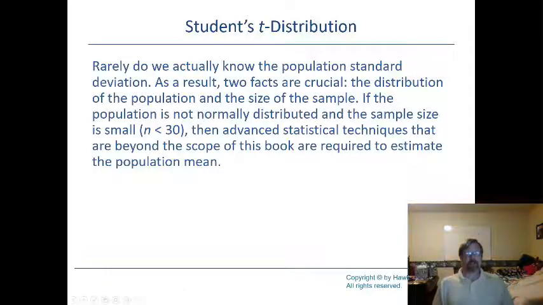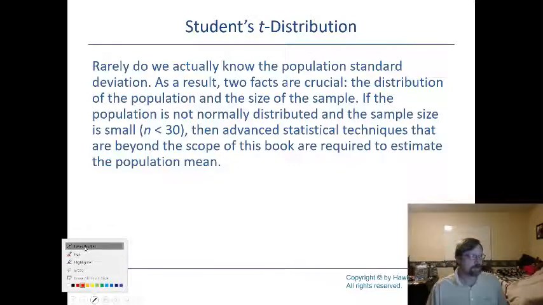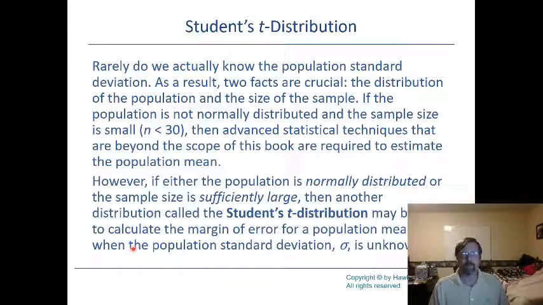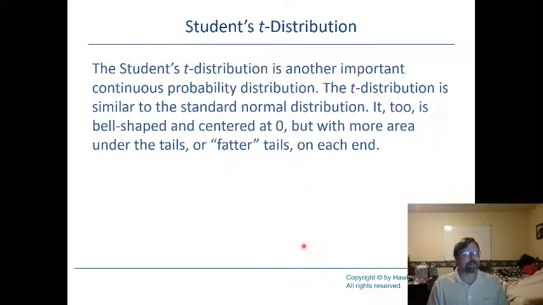Okay, so the Student's t-distribution is a way to get around not knowing the population standard deviation, basically. If the population is normally distributed, or we can reasonably assume it is, or if the sample size is large enough, then we can use the Student's t-distribution to get the margin of error, even if we don't know the population standard deviation. It's another continuous probability distribution. It is used fairly often.